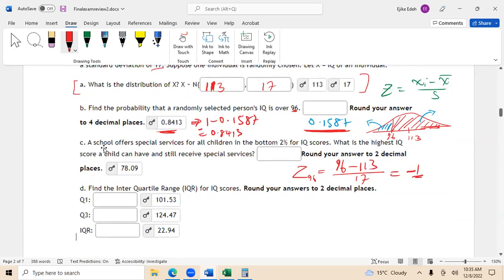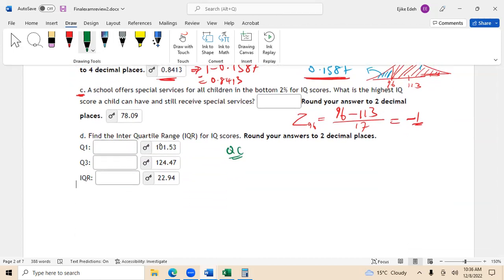It says, a school offers services for people who have IQs in the bottom 2%. What is the highest IQ? So in the previous question, it gave us the IQ and wanted us to find the probability. It gave you the number and wanted you to find the area. But in question C, it's giving us the area and wants us to find the number, right? So let's look at it here. For clarity, let me start using a different color for different solutions. So for question C, we are using green.